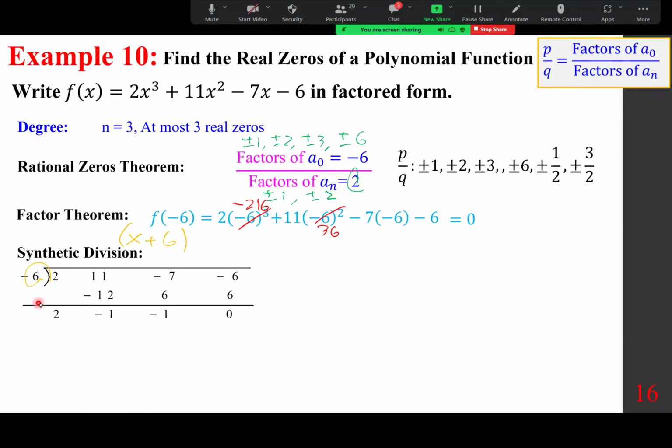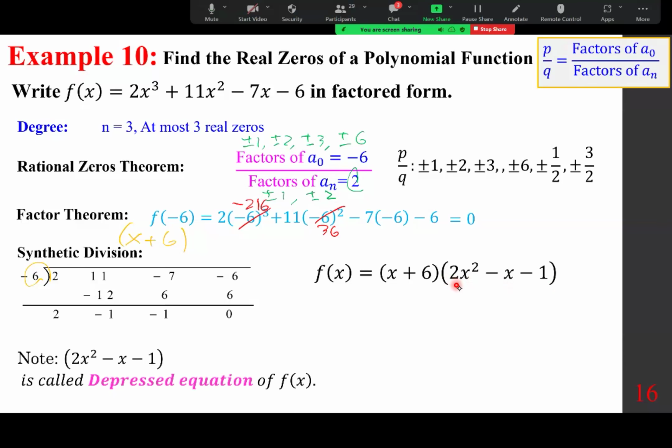Then what is remaining when you divide? This is degree 3, so this would go down by 1. 2x squared minus x minus 1. And of course, this is an easy factoring. By the way, on the terminology, this one is called the depressed equation of f of x, if anybody is interested in the terminology. And factoring will result in 2x plus 1 and x minus 1.